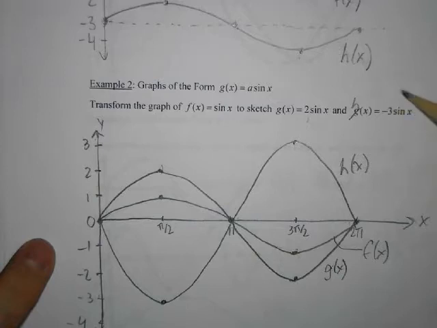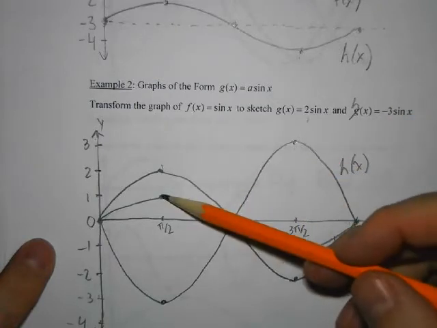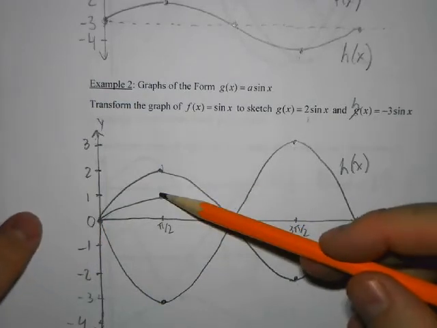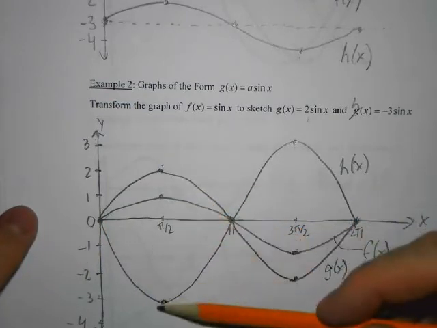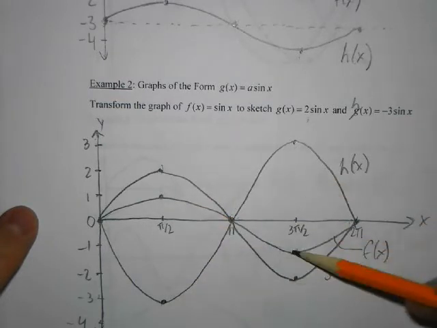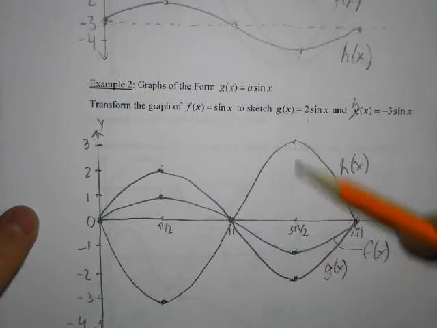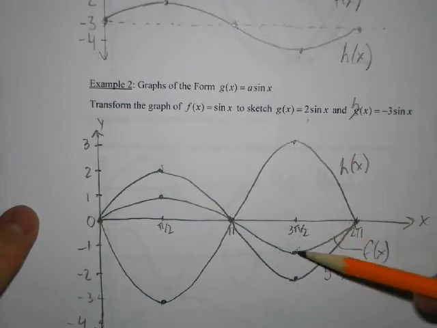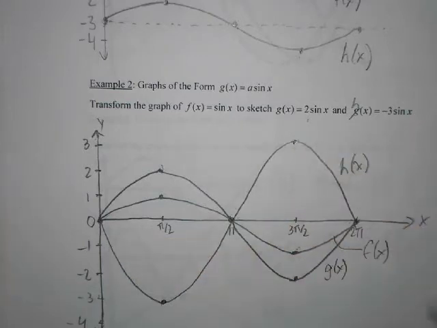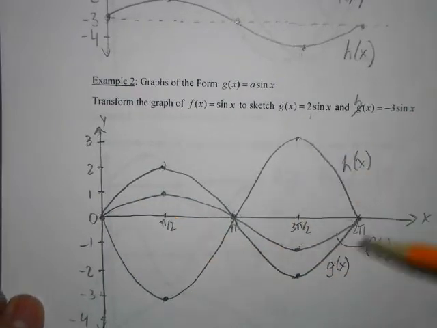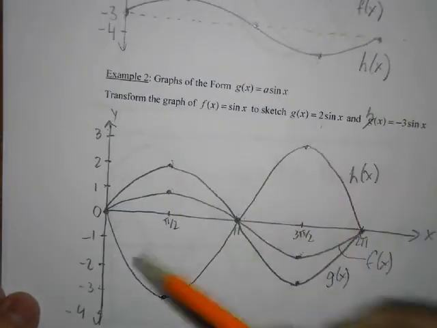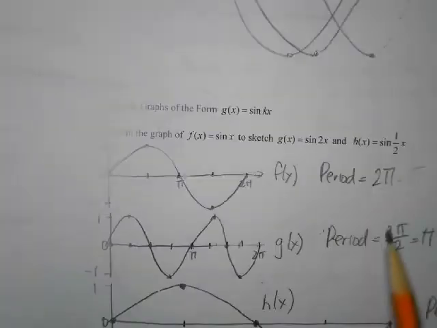For h of x, the A value is -3. So I multiply these, and again, the zeros still stay at 0. Multiply this by -3, so 1 times -3 means the point's down here now, and this point that used to be a min at -1 now becomes a max at 3. And there's my graph. Also very visually appealing because of these zeros. Kind of looks like a skipping rope. So that's the A value.